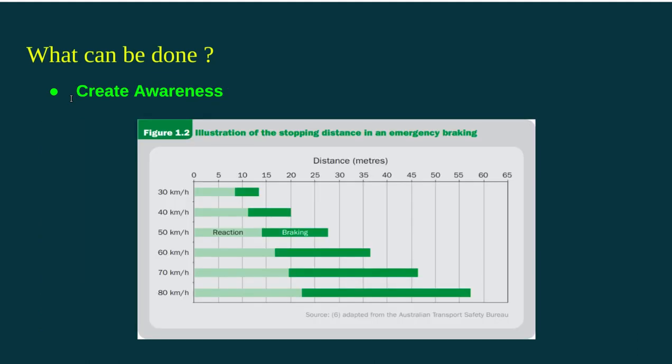Create awareness. Let us look at this plot of the stopping distance in an emergency braking. We can see that the braking distance, the stopping distance, increases due to the speed, and also the reaction time increases due to the speed.